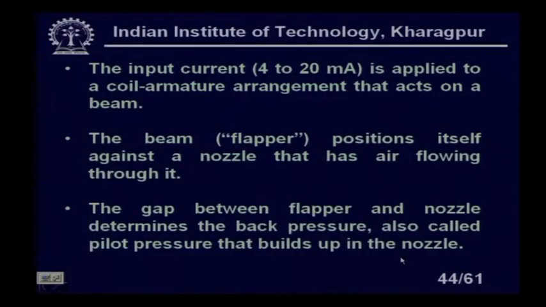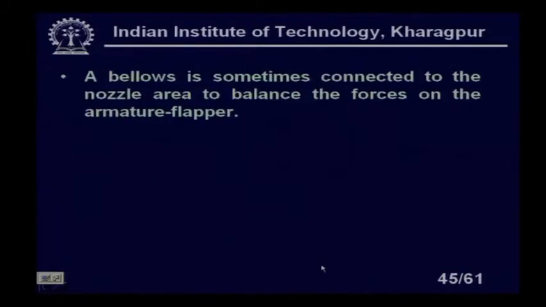So, the gap between the flapper and nozzle determines the back pressure, also called the pilot pressure, that builds up in the nozzle. A bellows is sometimes connected to the nozzle area to balance the forces on the armature flapper. As I told you, it is just like a spring.